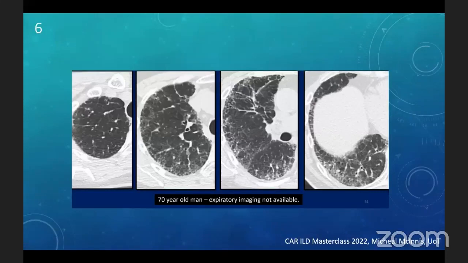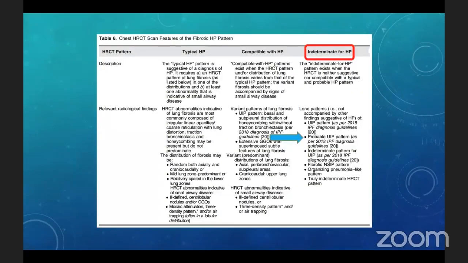How would you classify this one? So is this HP, or is this any other diagnosis? Actually, this is a classic probable UIP pattern, and therefore this is indeterminate for HP, but it is a probable UIP pattern according to the 2018 IPF diagnosis guideline.